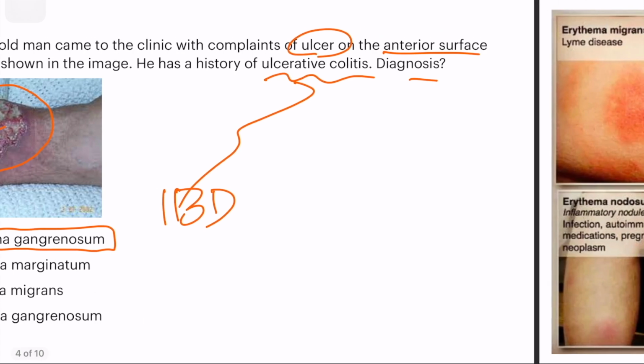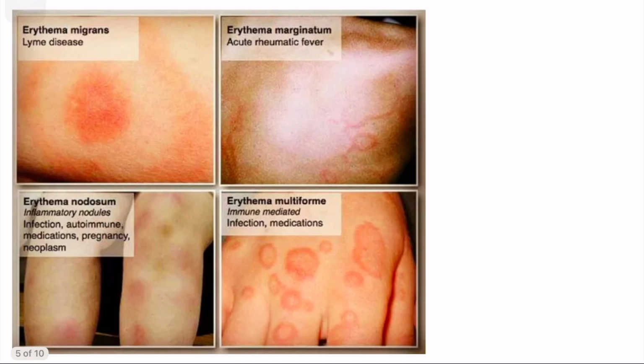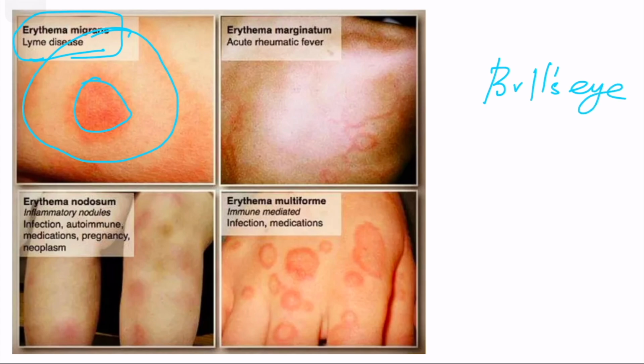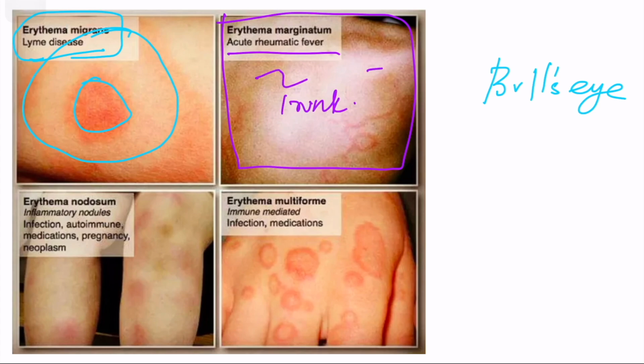And for the other options, this is erythema migrans, which commonly happens in Lyme disease. And in this, the rashes are of target like appearance. We can also call it as bullseye lesion. And this is erythema marginatum. It happens in acute rheumatic fever. And in this, the rashes occur mostly on the trunk. And these are non pruritic rashes.